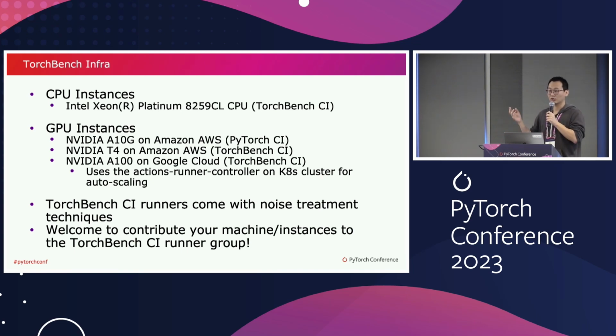But the difference is that the TorchBench CI runners all come with some noise treatment techniques. For example, on CPU runners, we will isolate the CPUs so that the CPU cores you are benchmarking do not run any other process. And on GPU instances, we will tune the GPU frequency so that it can generate stable results. Notably, we have both AWS runners and Google Cloud runners, and we use the action runner controller on a Kubernetes cluster to do the auto scaling.